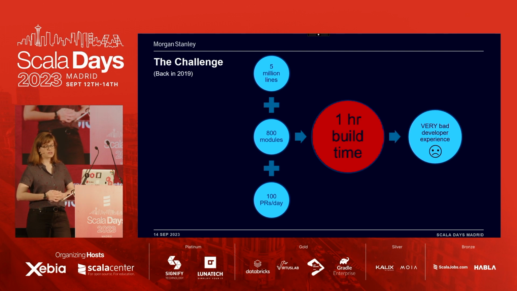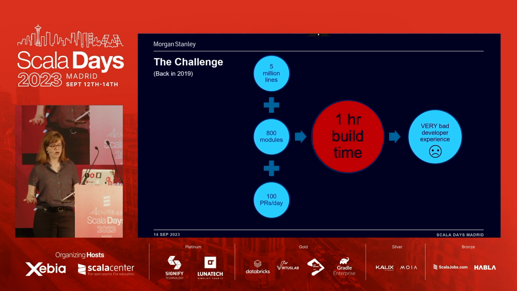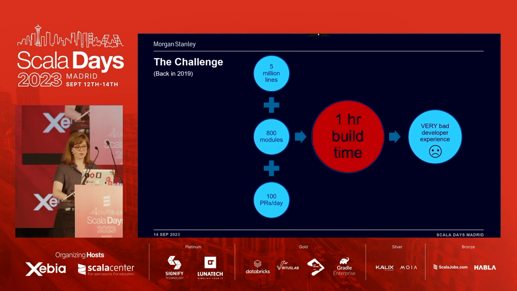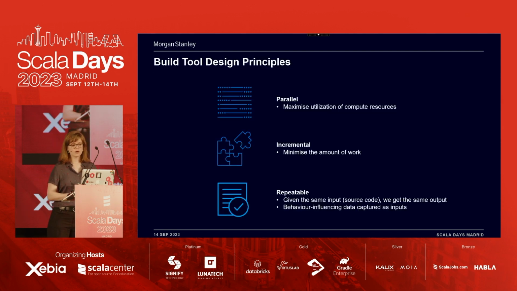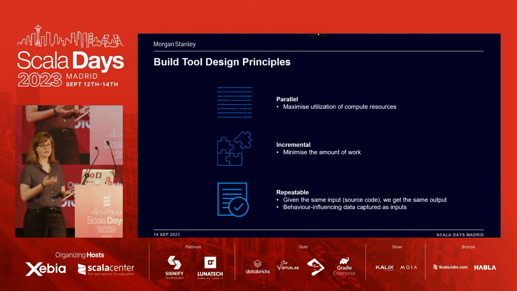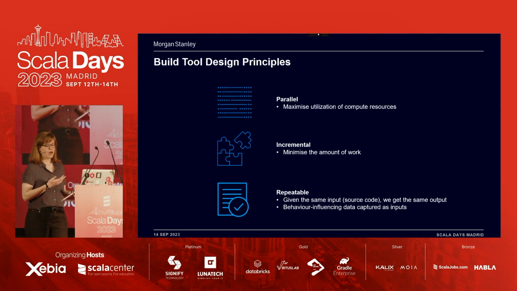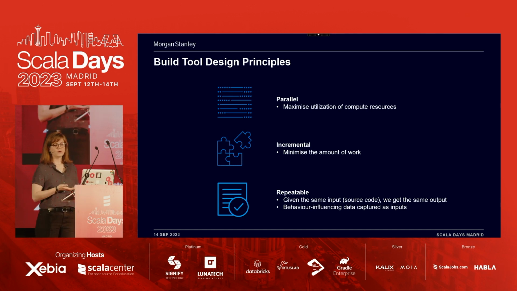And so we said, what could we do to solve this? Well, we could try writing our own build tool. And if we did that, what would we want in a build tool? So we would want our build tool to be parallel, so that we're making good use of our machines. We want it incremental because, as mentioned, we have all these hierarchical modules. We might as well make use of that. And we want it to be repeatable.